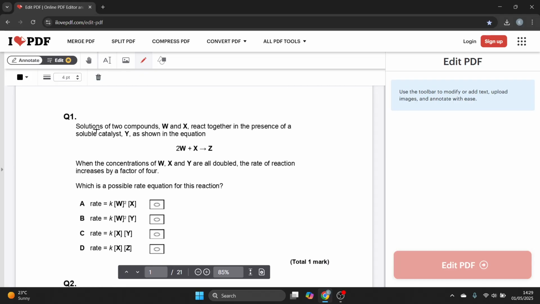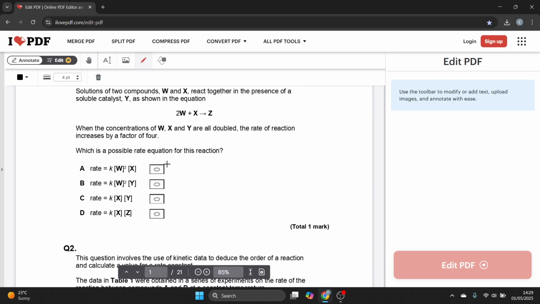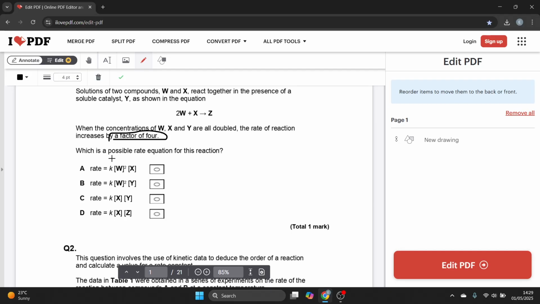So yeah, question 1: a solution of two compounds W and X react together in the presence of a soluble catalyst Y, as shown in the equation. When the concentration of W, X and Y are all doubled, the rate increased by a factor of 4. Which is a possible rate equation for this reaction? The rate equation considers the reactants, so it can't be D.